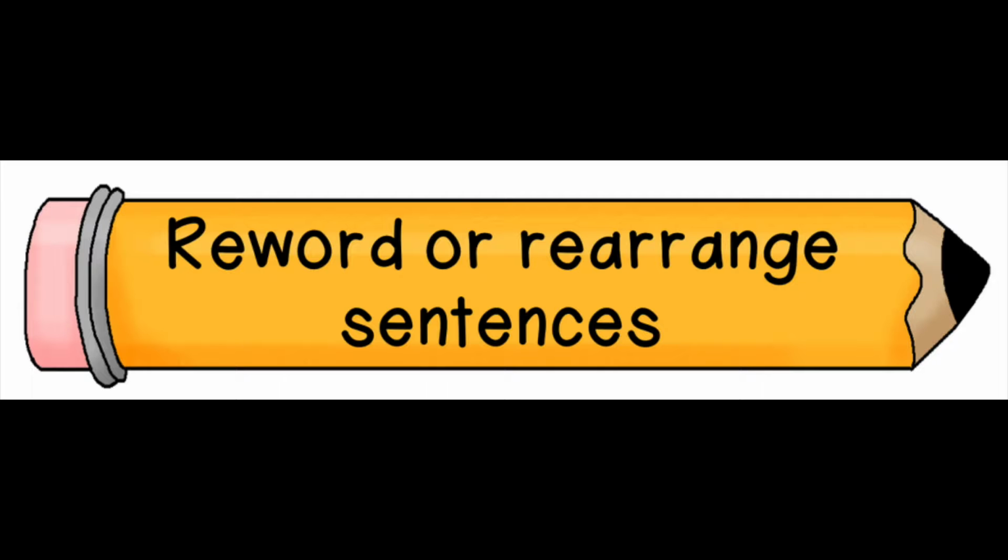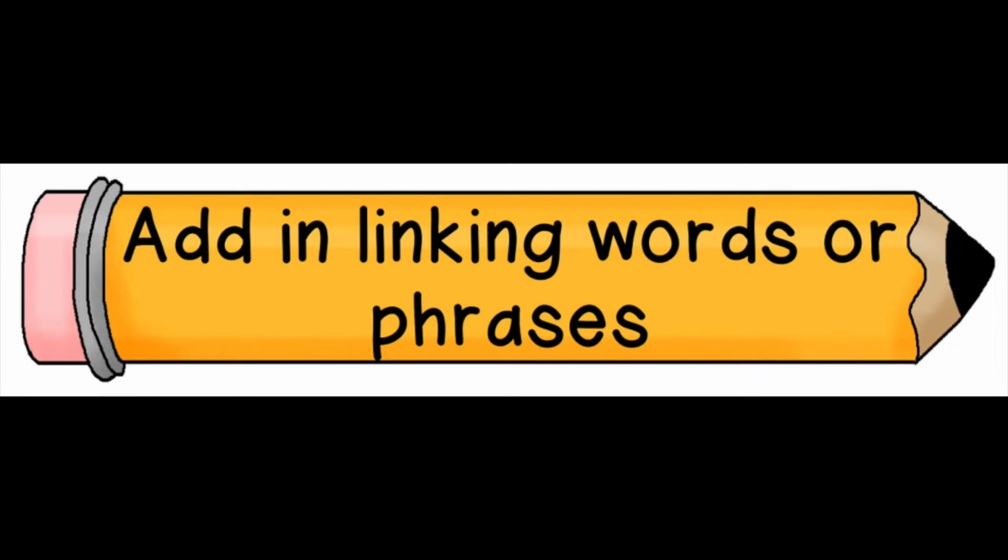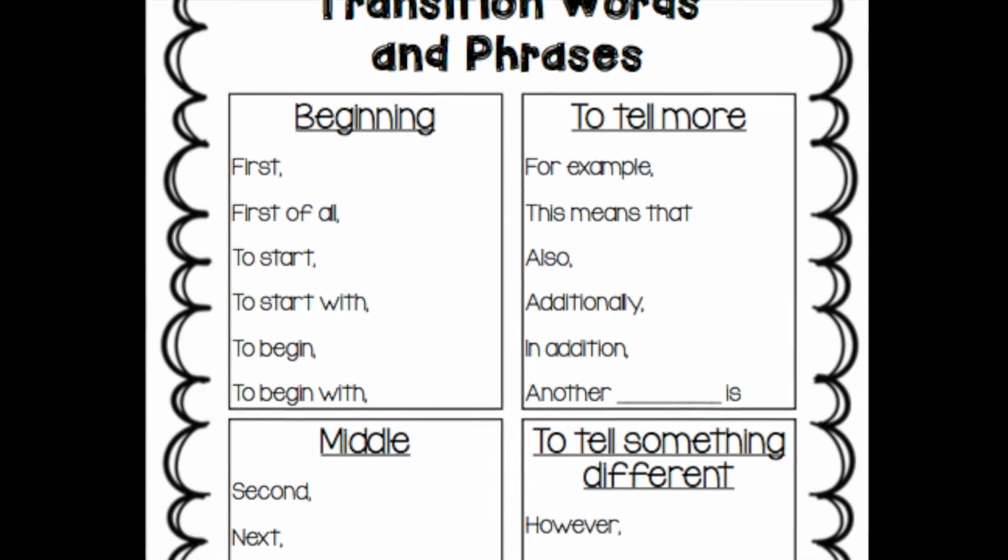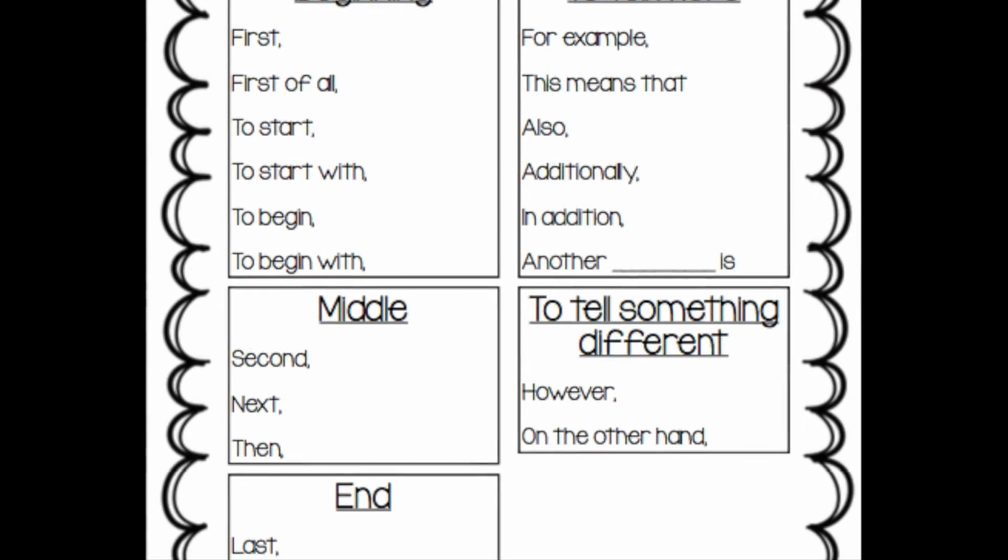Next, we reword or rearrange sentences. Finally, we can add in linking words or phrases. Here's a list of some transition words you can use.